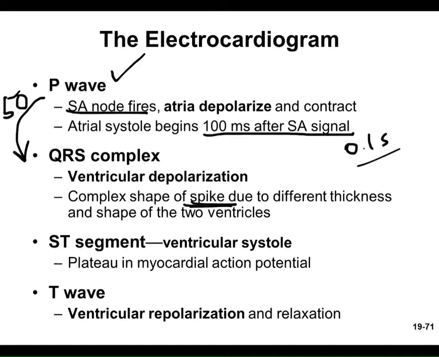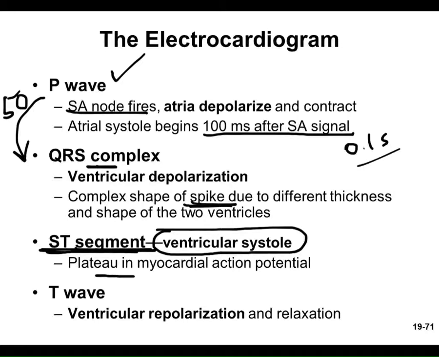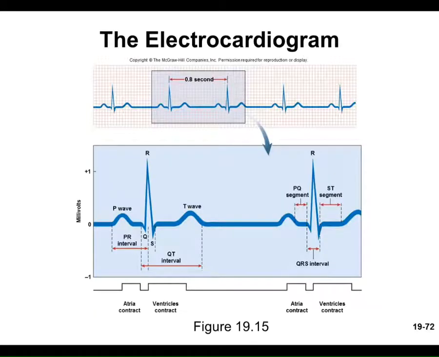There's a time called the S to T segment. This is the time from the end of the ventricular depolarization until the ventricles begin to repolarize, and this is the entire time during which the ventricles are contracting when they're in systole. This is also the time on the action potential where you would have the plateau. And then finally the T wave will be formed. That is caused by the electrical disturbance of the ventricles now repolarizing and therefore relaxing.